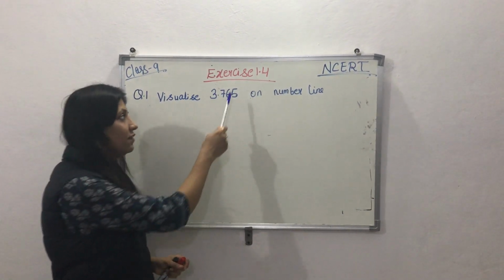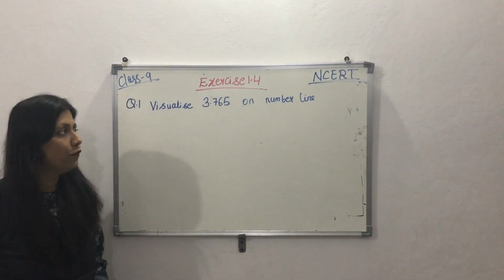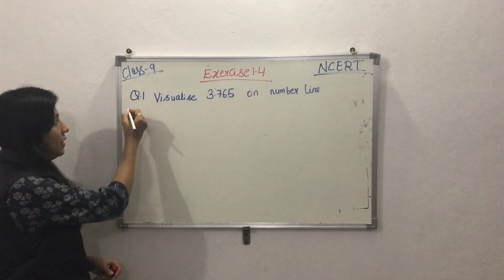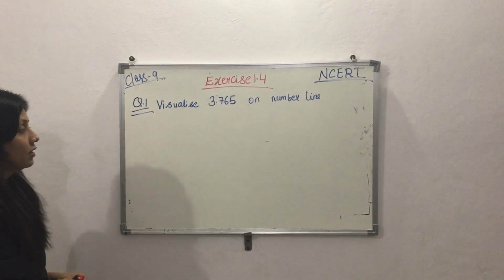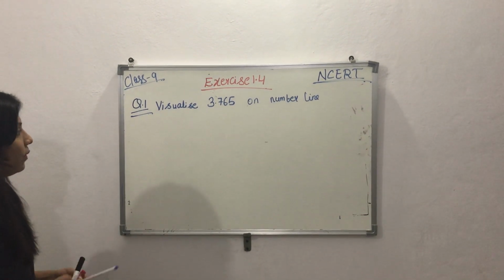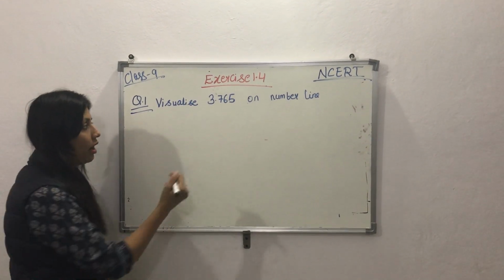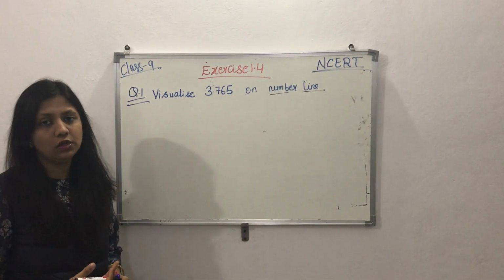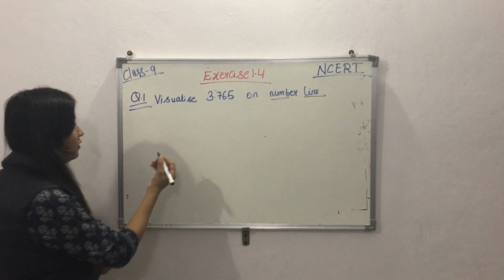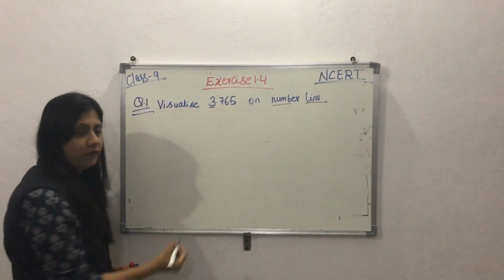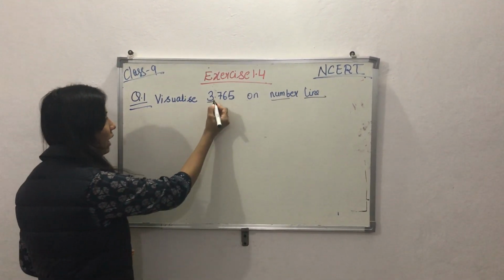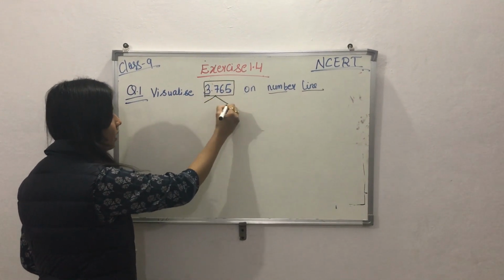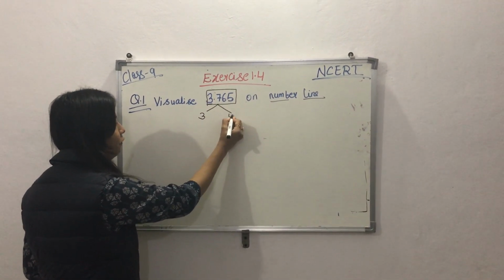So now let's start exercise 1.4, class 9th maths NCERT. The question says: visualize 3.765 on the number line using successive magnification. Okay, so first of all we are having 3, right? 3.765 will be in between 3 and 4.